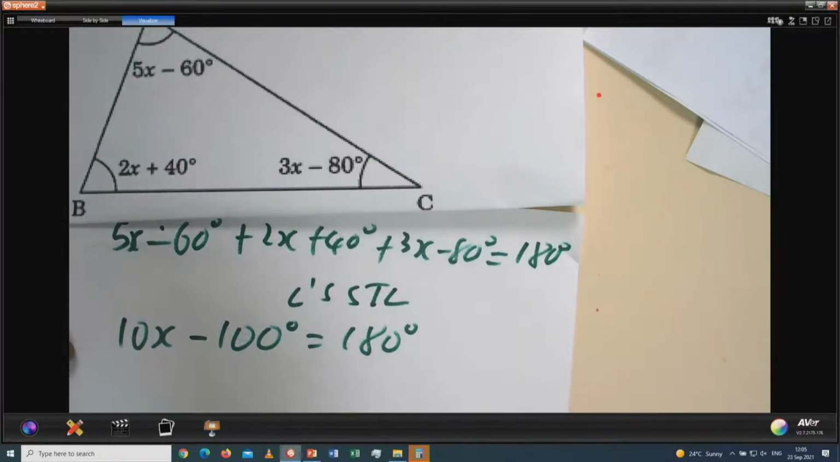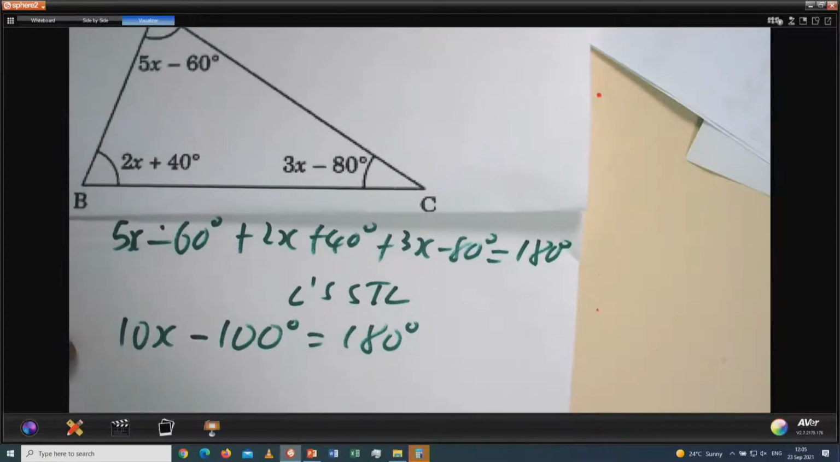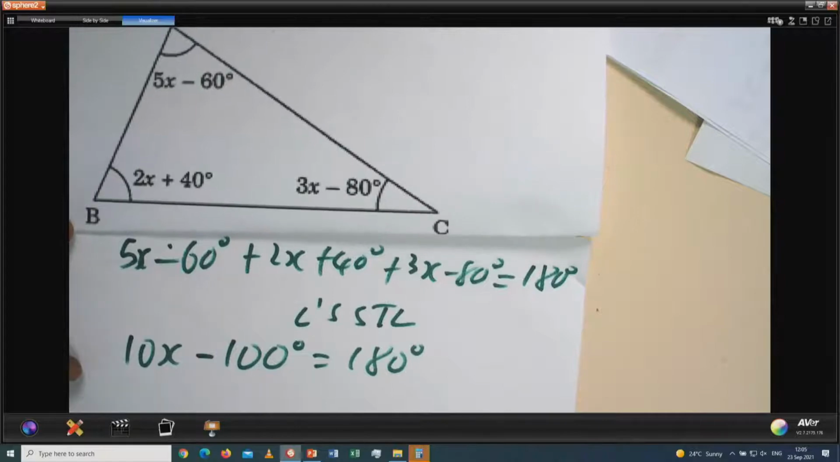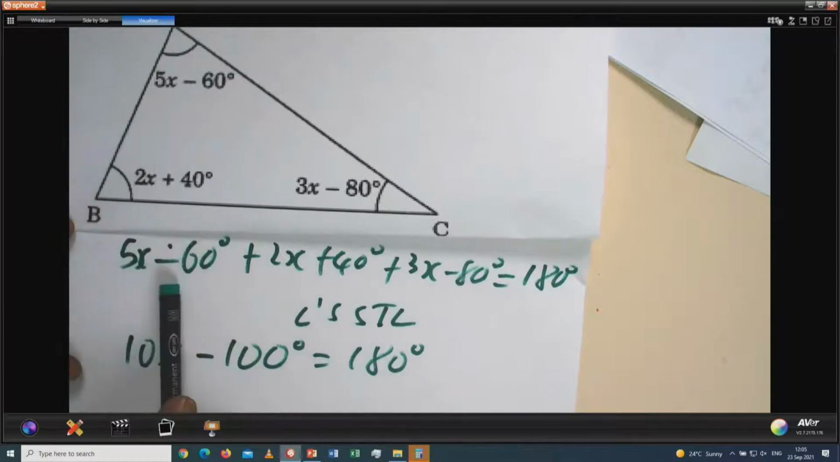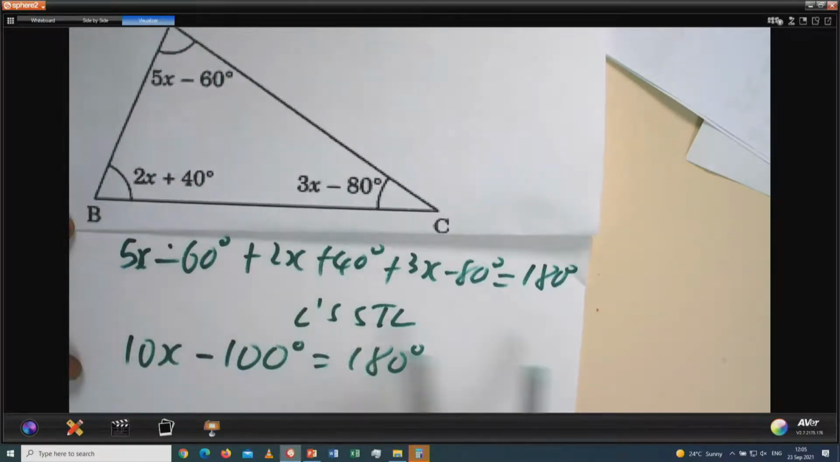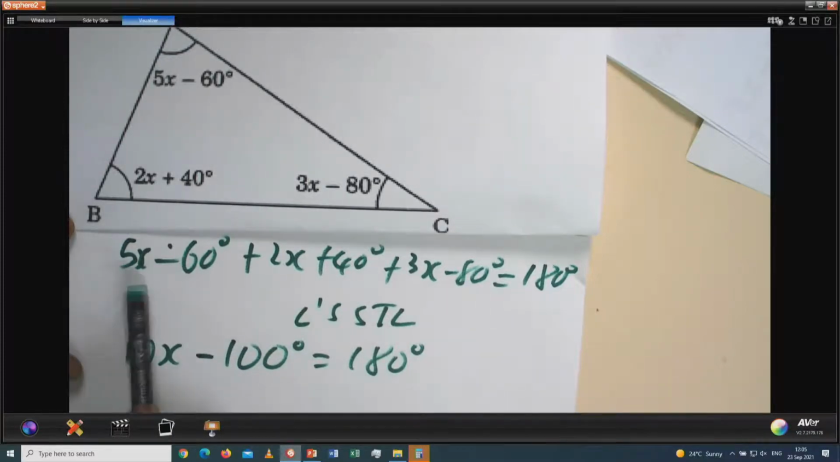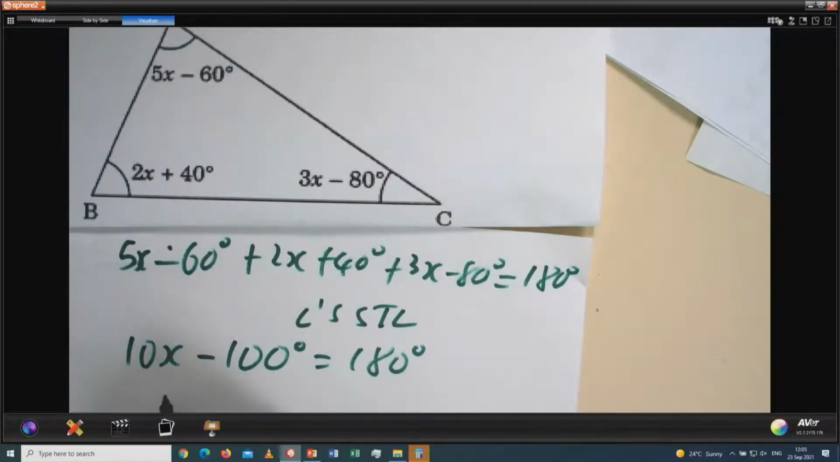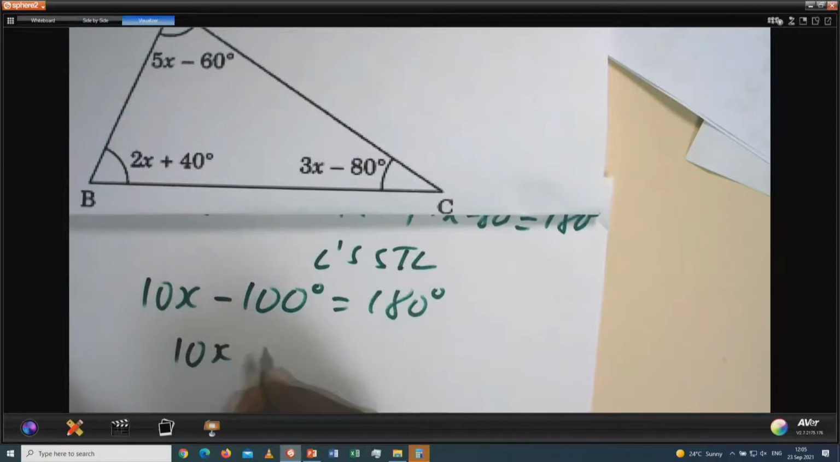Right? Let's always make sure, especially when there are more terms, you might make an unnecessary mistake somewhere, a mistake of not copying right, a mistake of rushing, a mistake of being under pressure. You must always be relaxed. 5x minus 60, 2x plus 40, 3x minus 80. When you add all of them, 180. 5x plus 2x plus 3x, we agree is 10x. Minus 60 plus 40 is minus 20. Minus 20 and minus 80, which is minus 100, equals 180.